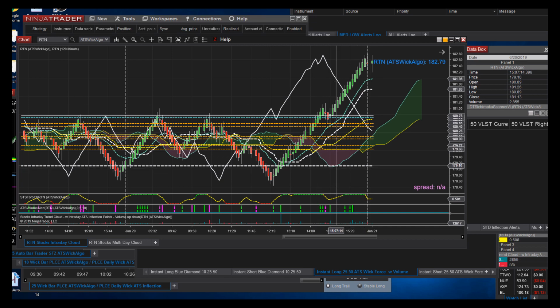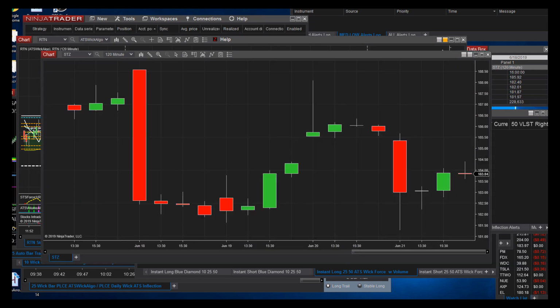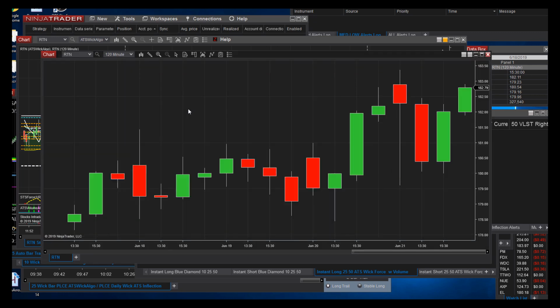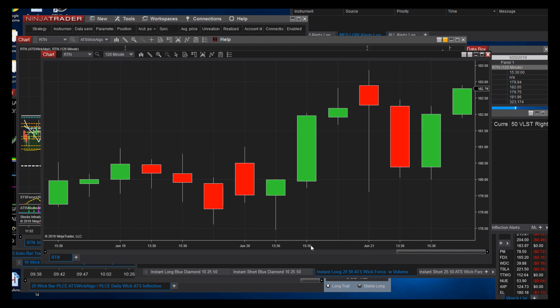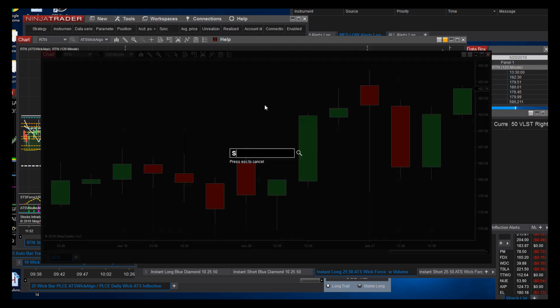If these are plotting every 2 hours, so let's look at a 2 hour chart. It's a 120 minute chart. I'm going to change it to RTN, match our other chart. I think it would have been easier to explain there on the STZ, though. I'm going to go back.